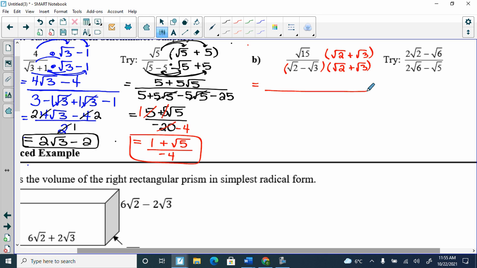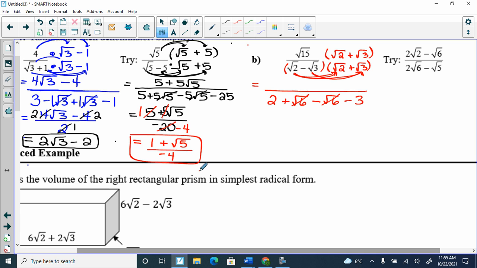So root 2 times root 2 is 2. Root 2 times root 3 is plus root 6. Negative root 3 times root 2 is minus root 6. They cancel. I'm happy. Negative root 3 times positive root 3 is negative 3. No radicals left. Makes us happy.